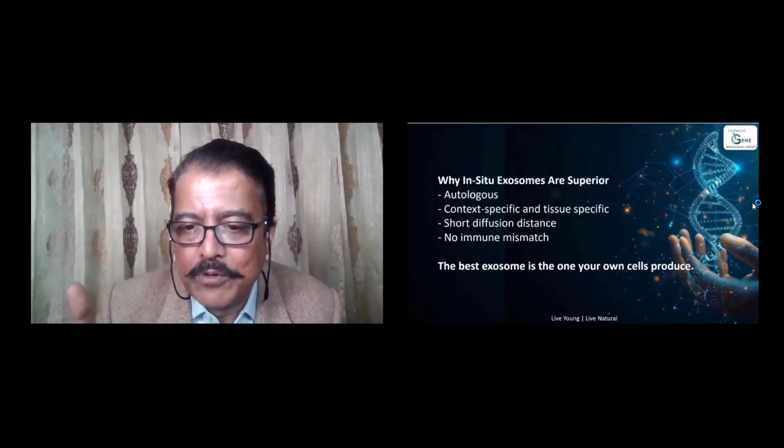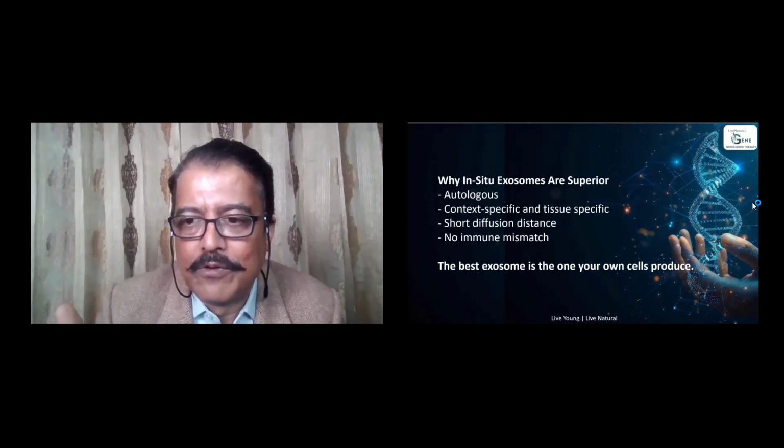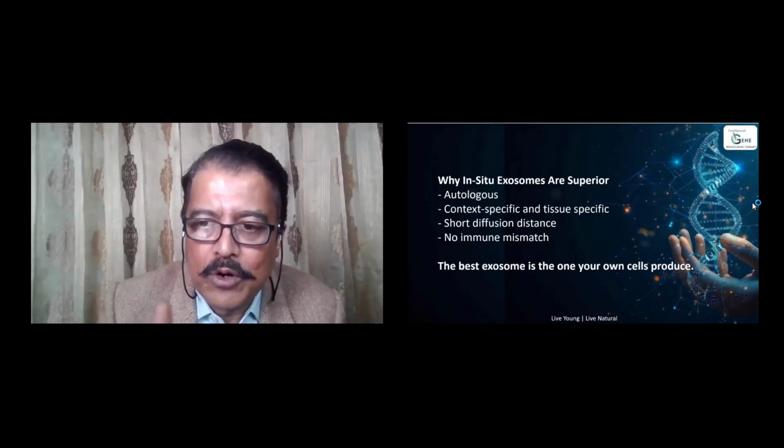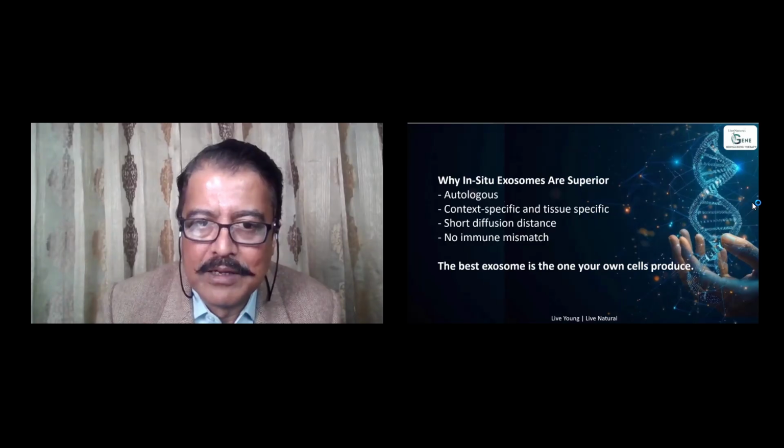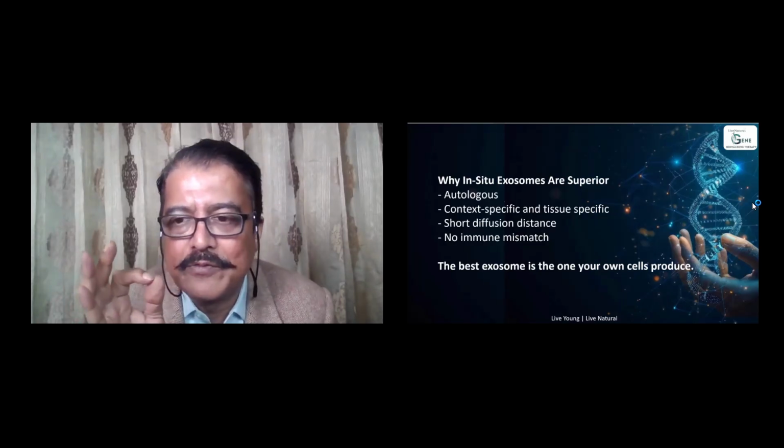Once you remove the senescent cells and the exosomes start forming in the tissue, the exosomes are formed for that tissue's problem. Whatever is missing, it gives. So it is context specific.